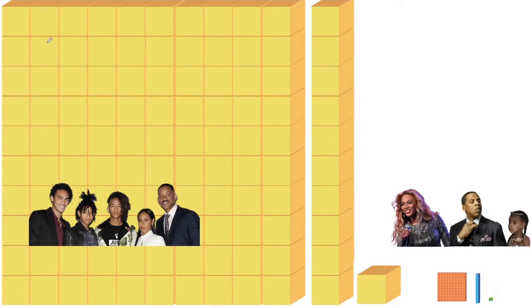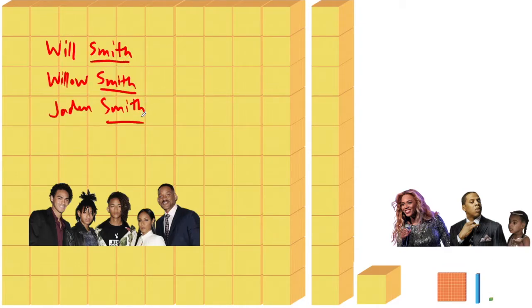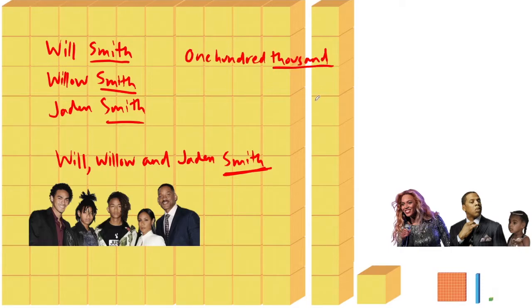You see, we could say Will Smith, Willow Smith, Jaden Smith, or we could say it Will, Willow, and Jaden Smith. And just say the last name for the end, since they all do happen to have the same last name in this case. That's kind of how it is with numbers. Instead of saying 100,000, 10,000, 1,000, we just put all that together.